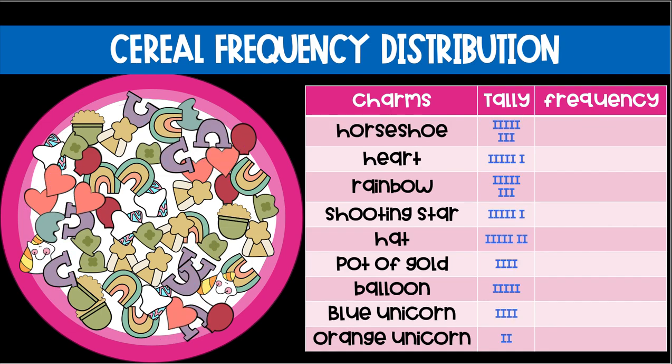We have 8 horseshoes, 6 hearts, 8 rainbows, 6 shooting stars, 7 hats, 4 pots of gold, 5 balloons, 4 blue unicorns, and 2 orange unicorns. If you want to, you can stop the video and count them yourselves, but trust me, I think it's correct.